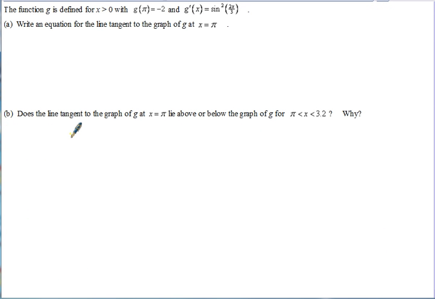Okay. Let's take a look at some more examples. This one says the function g is defined for when x is greater than 0, with g of pi equal to negative 2 and g prime equal to sine squared of 2x over 3. Write an equation for part A for the tangent line at x equals pi. So again, we're given g of pi is negative 2. So that means pi, negative 2 is our point of tangency.